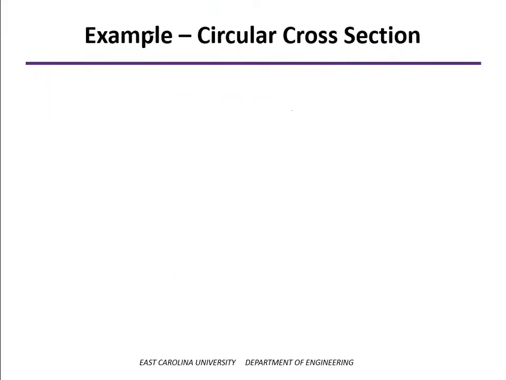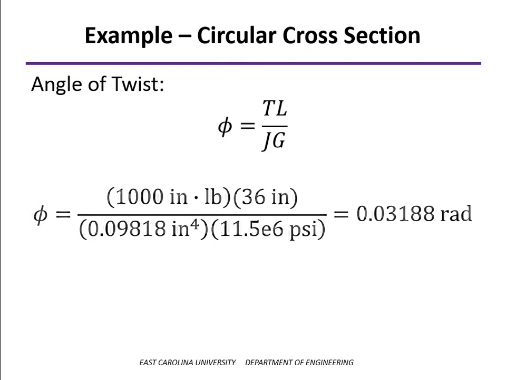Now we can also calculate the angle of twist. In this case, remember that all your units will cancel out, so what you'll have will be in radians. If you want to convert that to degrees, it's a little less than 2 degrees over this 36-inch long shaft.